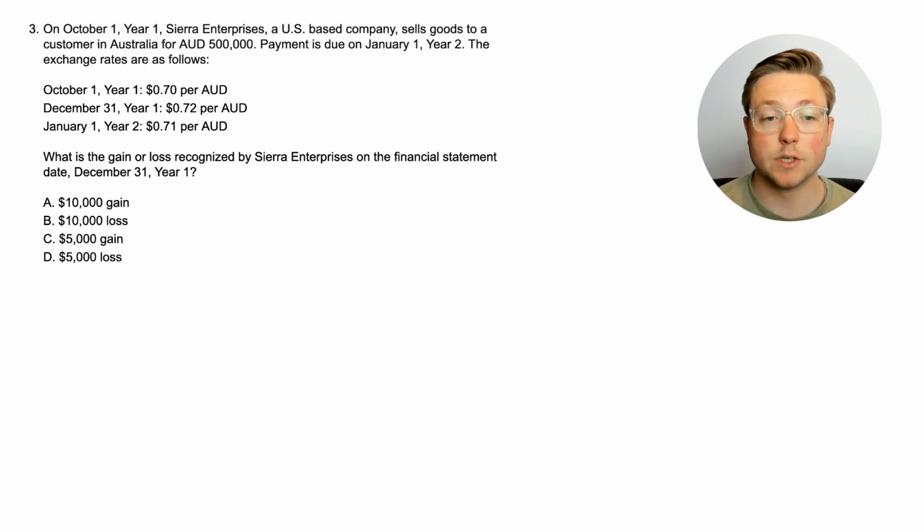All right, here we are at question 3. On October 1st, year 1, Sierra Enterprises, a US-based company, sells goods to a customer in Australia for 500,000 Australian dollars. Payment is due on January 1st, year 2. The exchange rates are as follows. On October 1st, year 1, the day of the initial transaction, that's 70 cents per Australian dollar. December 31st, year 1, 72 cents per Australian dollar. January year 2, 71 cents per Australian dollar. What is the gain or loss recognized by Sierra Enterprises on the financial statement date December 31st, year 1?